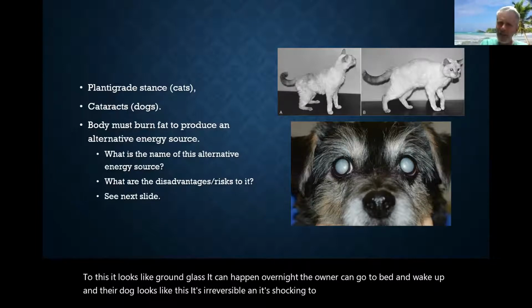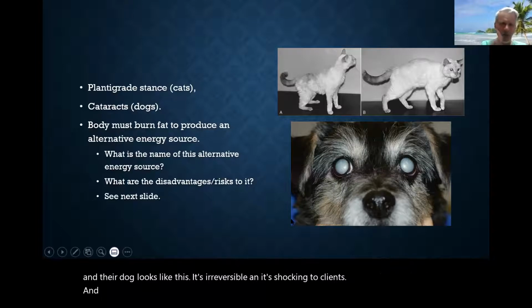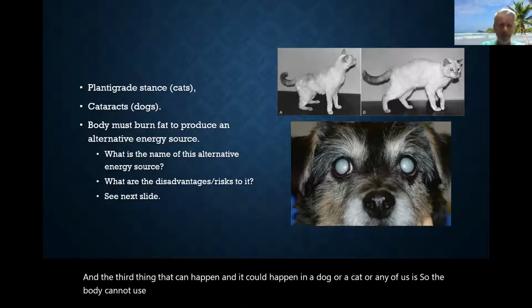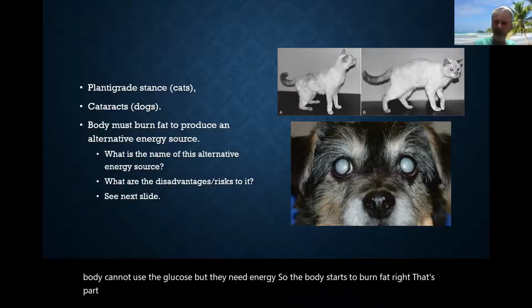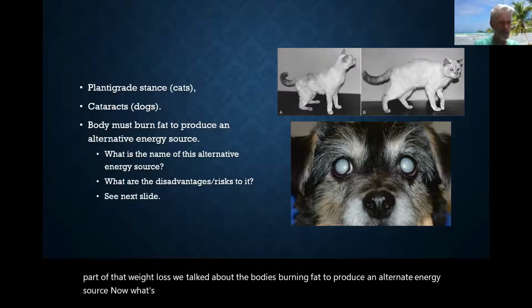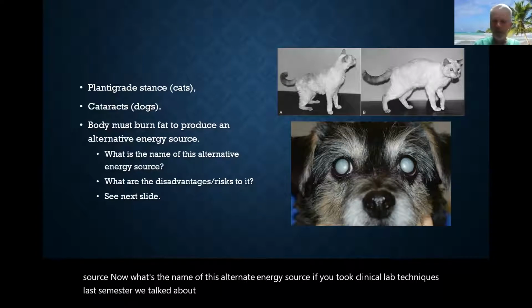And a third thing that can happen, and it can happen in a dog or a cat or any of us, is so the body cannot use the glucose, but they need energy. So the body starts to burn fat, right? That's part of that weight loss we talked about. The body is burning fat to produce an alternate energy source. Now, what's the name of this alternate energy source? If you took clinical lab techniques last semester, we talked about it. What's it called, and what are the disadvantages and risks to it?